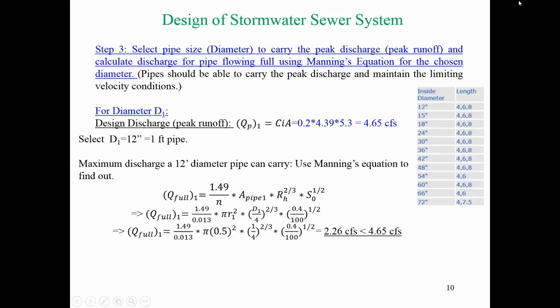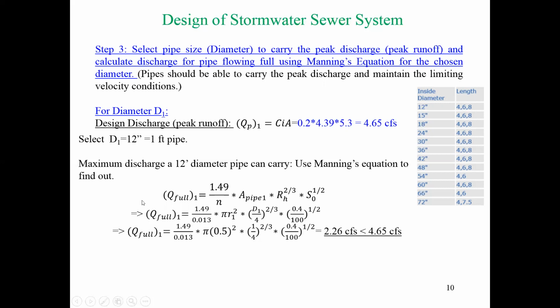So if I select D1 equal to 12 inches, or 1 foot of pipe, I have to find what amount of water this pipe can carry, the maximum amount of water. A pipe can carry the maximum amount of water obviously when it is running full, right? That's what we will calculate. What is the full capacity of this pipe?